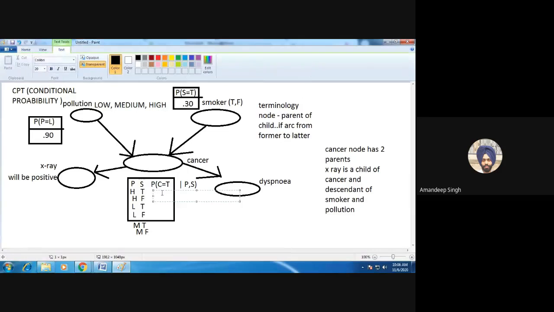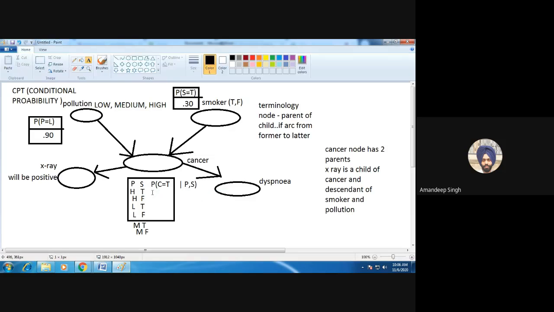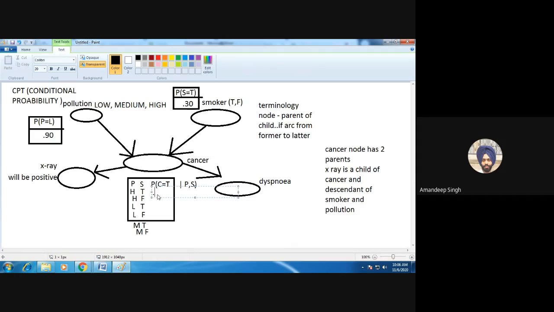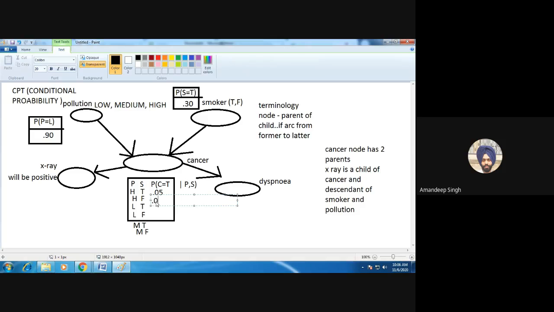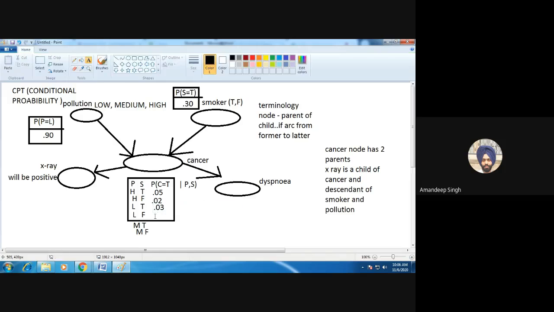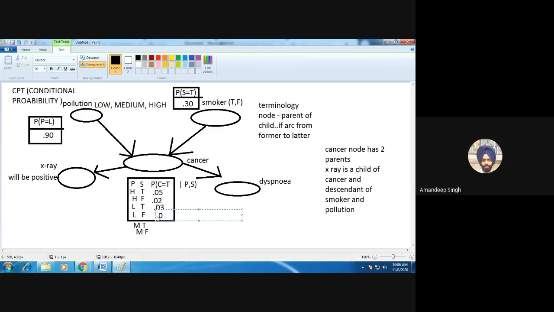So here we have come to the third step, the probabilities that we have to compute. So some different values can be there, like the first scenario it can be 0.05, then 0.02, something like that, 0.03, then 0.001, then again it can be 0.06, 0.04, so something like that.